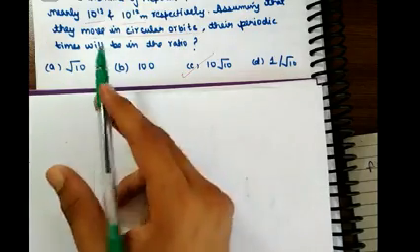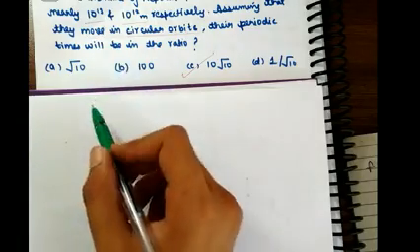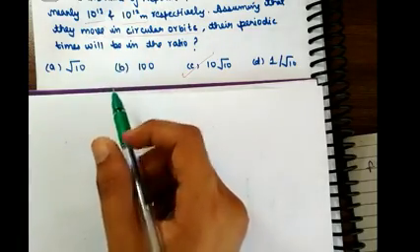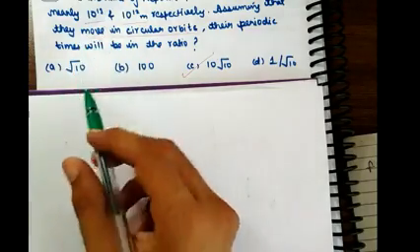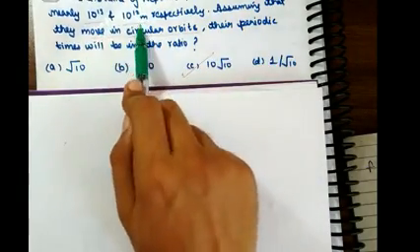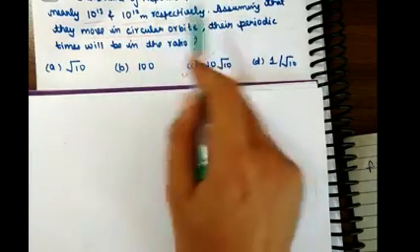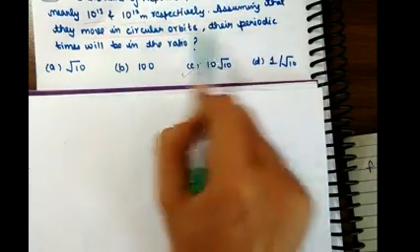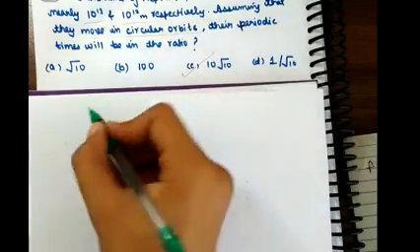So now the first question we have to solve is this. In the question it is given that the distances of Neptune and Saturn from the sun are nearly 10^13 and 10^12 meters respectively. Assuming that they move in circular orbits, their periodic times will be in the ratio?